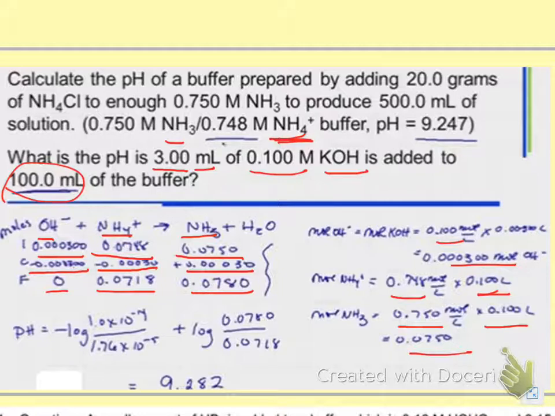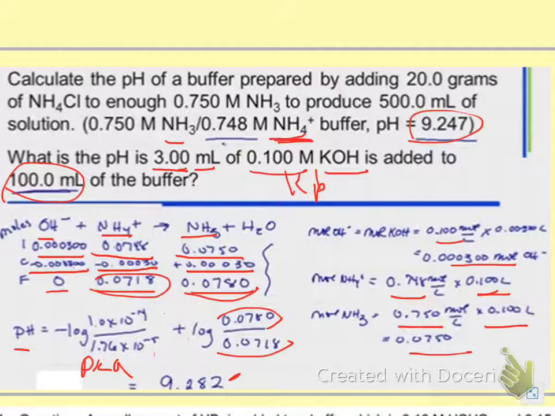Okay, so once again, my pH is going to be my pKa, which, because I don't have a Ka here, I was given a Kb, right? It's going to be 1 times 10 to the minus 14th over the Kb, plus the log of the concentration of base, which is here, over the concentration of acid, which is here, and what I get is 9.282. Okay, so I'm adding a little bit more base. I did go up from 9.247 to 9.282. The pH should go up because I'm adding base, and it went up more than a tiny bit like I've seen in some others, but I've got more of it.